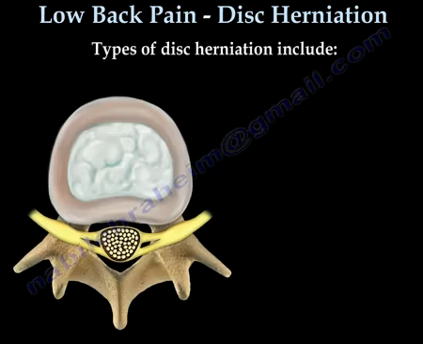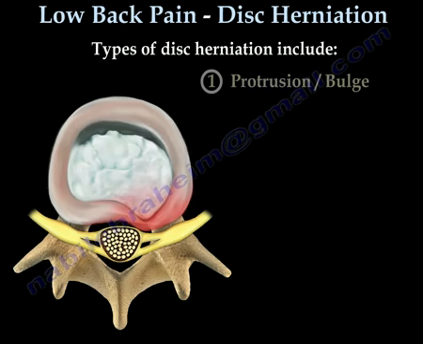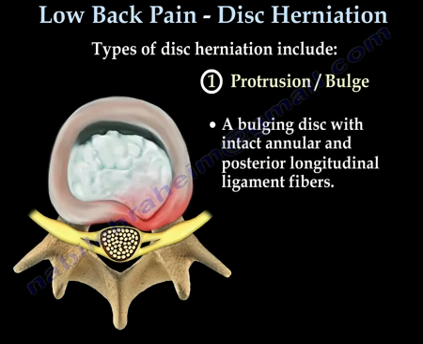Types of disc herniation. There are 3 types of disc herniation. Number 1 is a protrusion or a bulge. This is a small bulge of the disc with intact annular and posterior ligaments.